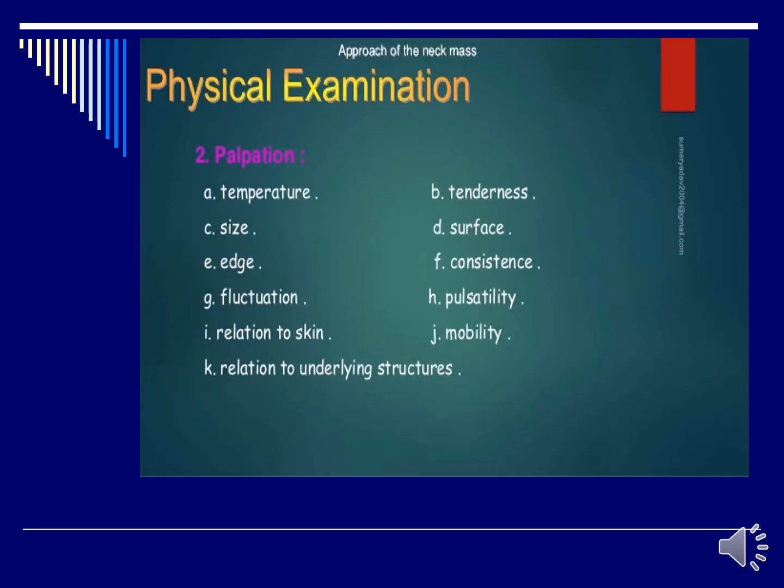Finally, in the inspection, now we look at the palpation of the mass. What are we going to examine in palpation? Its temperature, size, tender or not, surface, smooth, regular, irregular, edge, regular edge or irregular edge, multiple or single, consistency hard, fluctuant, pulsatile, firm, relation to the skin, fixation to the skin, fixed to underlying structure, mobility, lateral, medial or up and down, and relation to underlying structure.